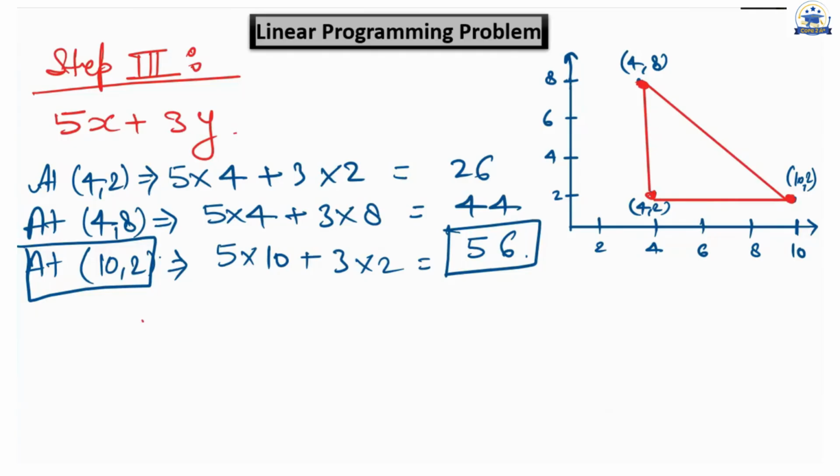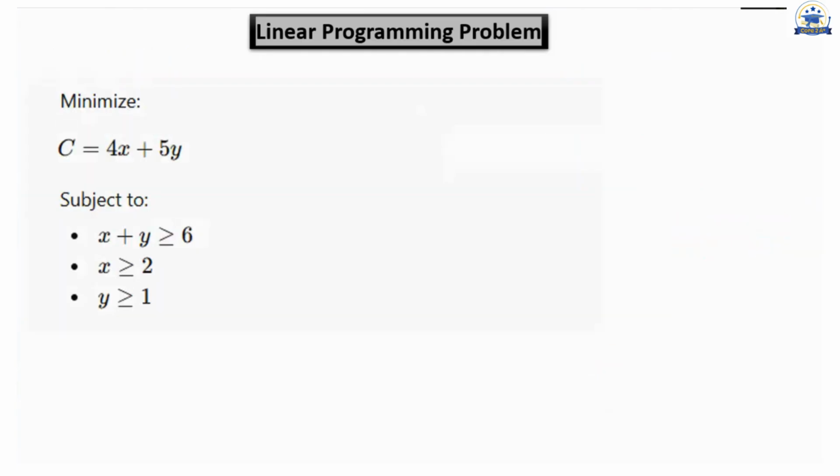Let me comment. And this shaded area is your feasible region, right? It was not asked, but for your knowledge. I drew it. Okay, moving to the next question. Here we have to find the minimum value, right? Minimize C equals 4x plus 5y, subject to this.